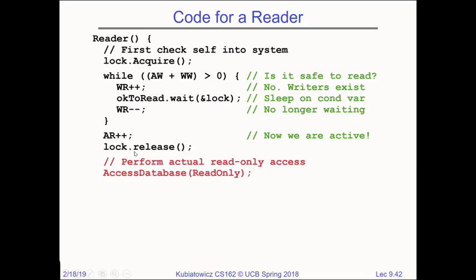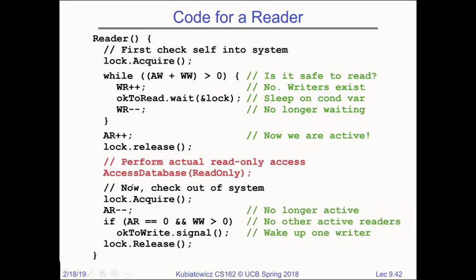Okay? And on exit, what happens? Well, I grab the lock because I'm going to update the invariants. I decrement the active reader count because I'm no longer an active reader. And then I say, look, if there are no active readers and there's a waiting writer of some sort, go ahead and wake them up. Wake up with signal one writer. Otherwise, just release the lock and go on.